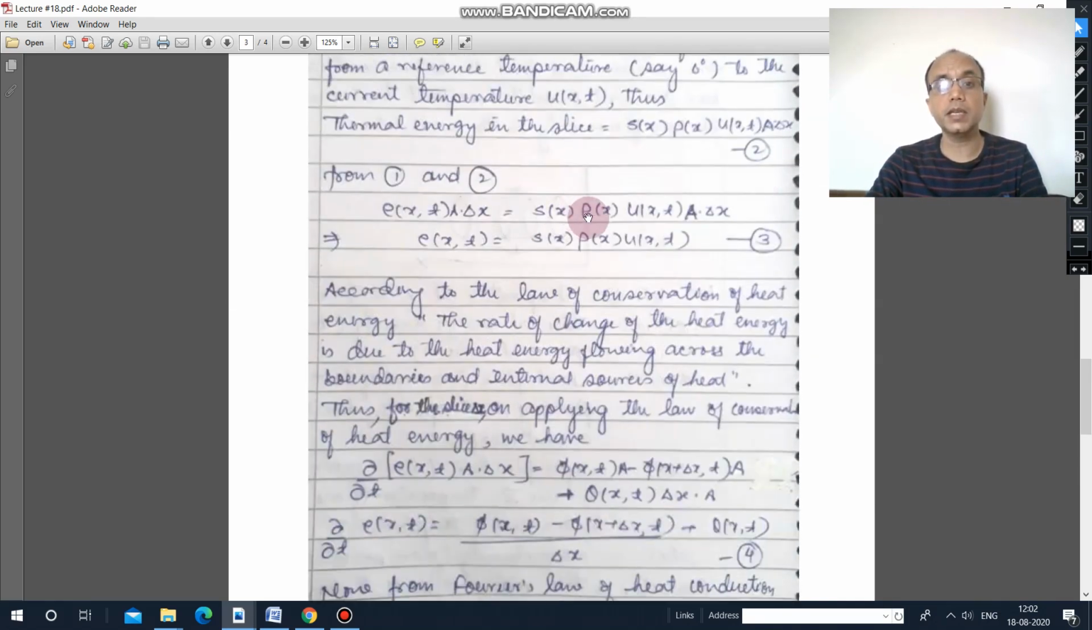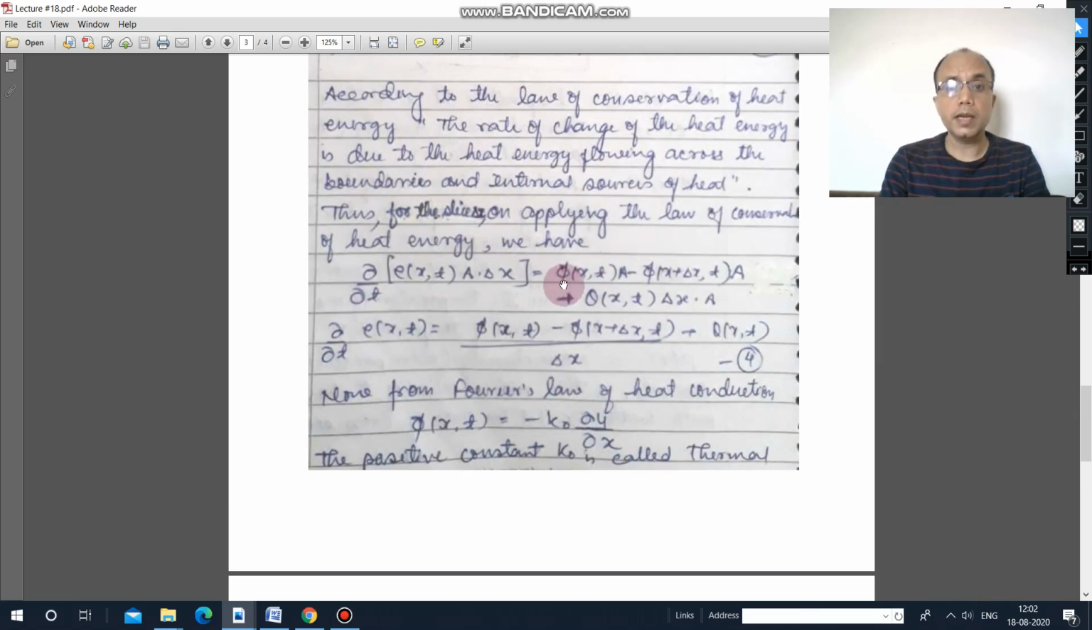So if the surface area is A, then phi(x,t) is the heat energy at point x, and this is the heat energy at point x plus delta x. So this is the difference between these two. It means the difference between. Clear? Phi(x,t)A minus phi(x plus delta x, t)A. So this shows the difference of energy between these two points.